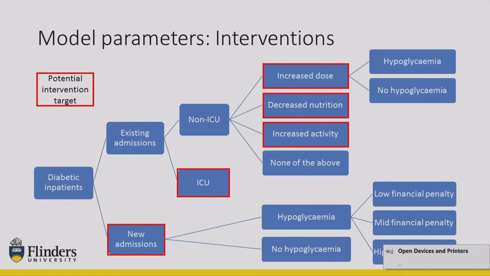So, having populated our baseline model, the next stage is to estimate the effects of different intervention options. So here I've put a red rectangle around potential intervention targets. So we could design an intervention that targets new admissions if they're the main source of our hospital-acquired complications. Could target ICU, or we could target non-ICU, and based on these different events associated with hypoglycemic events.